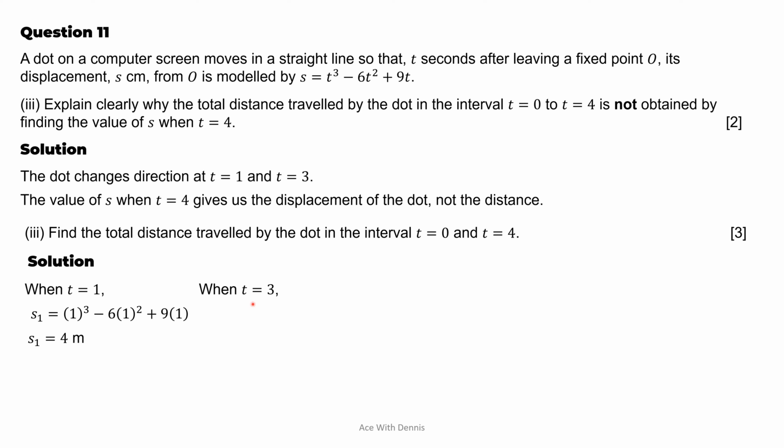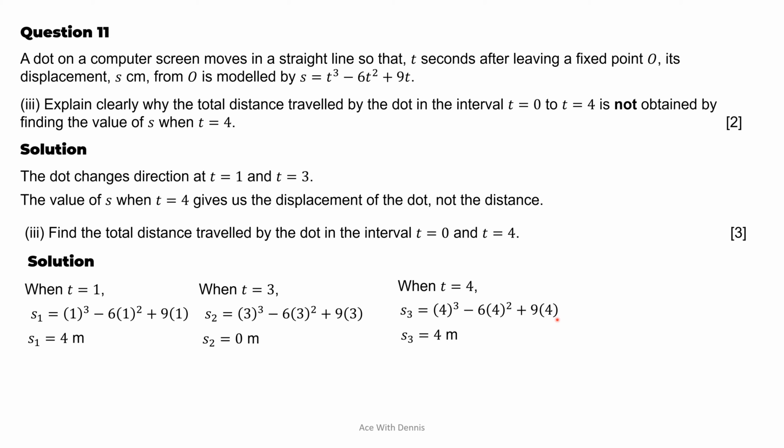We move on to when time is 3. Then the second part, S2, will be 3 cubed minus 6 times 3 squared plus 9 times 3. When you calculate, the value will be 0 meters. Now the ending time is t equals 4. Substitute again, we get the third displacement, which is 4 cubed minus 6 times 4 squared plus 9 times 4. We calculate, we get S3 equals 4 meters. So from here, with different timings, we get different displacement values. What does it mean?